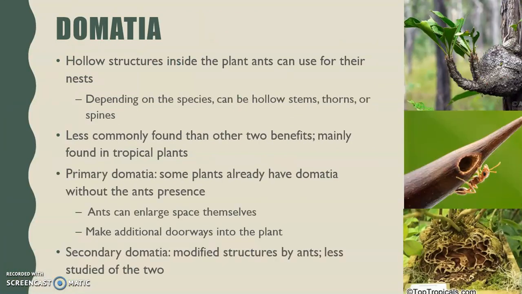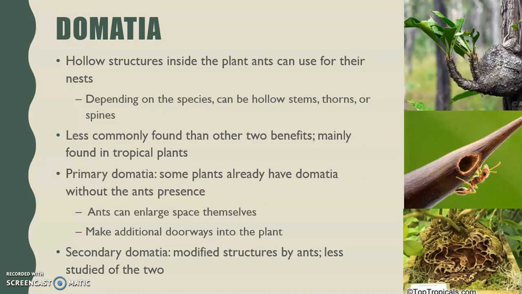So the first benefit for the ants is called domatia. So these are hollow structures inside the plant that the ants can use for their nests and their home. Depending on the species of plants, these can be found in either hollow stems, thorns, or spines. It is the less commonly found of the three benefits I'm going to talk about, and is mainly found in tropical plants. So there are two types of domatia found in plants.